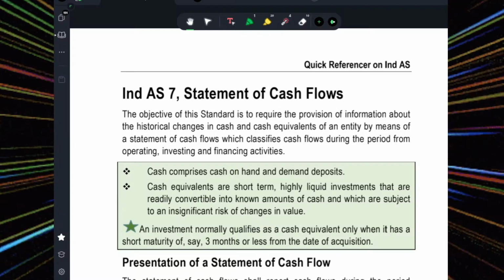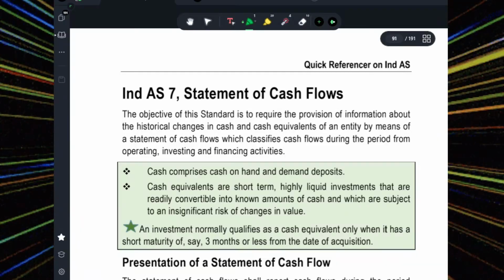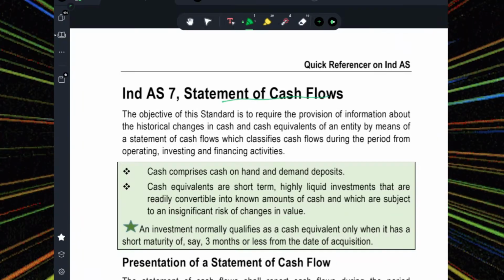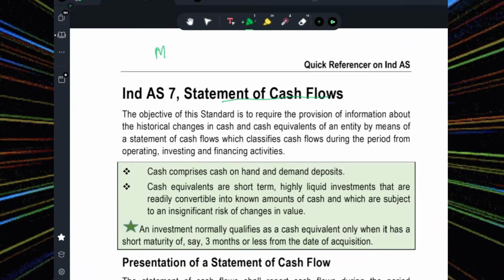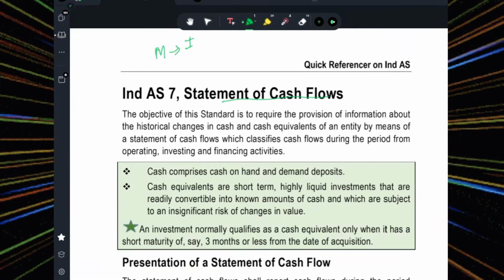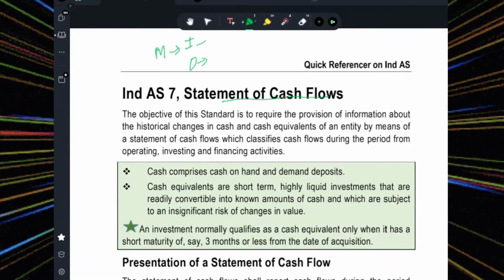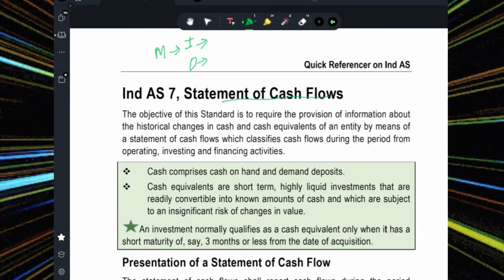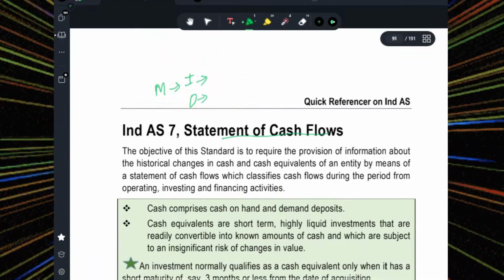NDAS 7, Statement of Cash Flow. What does a statement of cash flow say? They have money coming in and going out. If that is coming in and going out, what will you do? First, you should have knowledge over it.